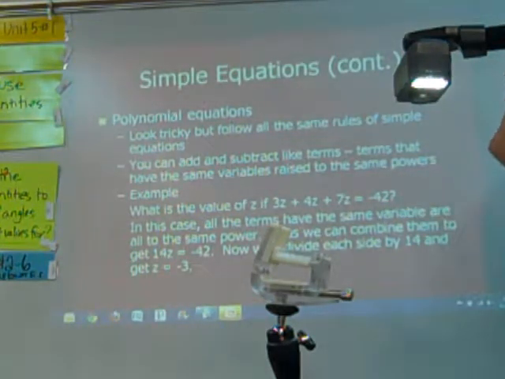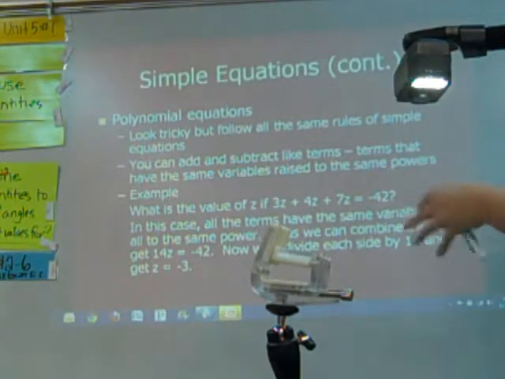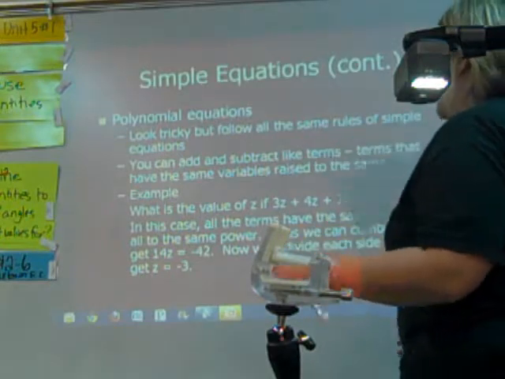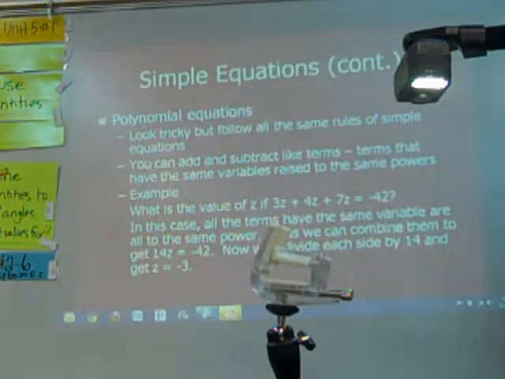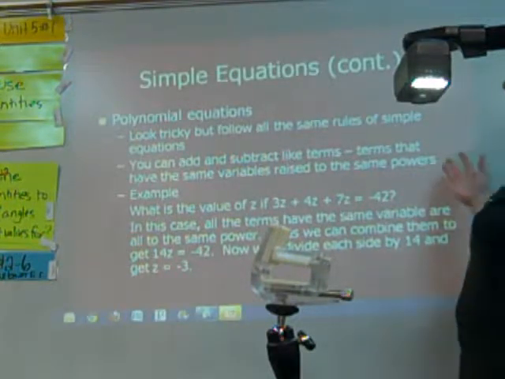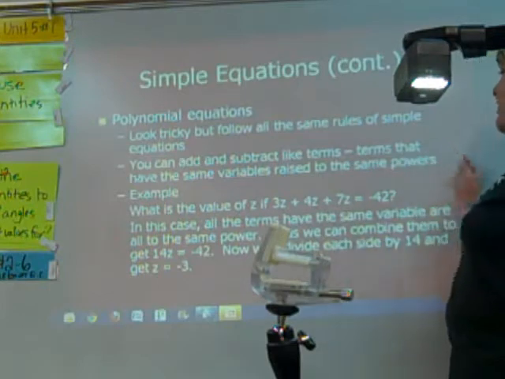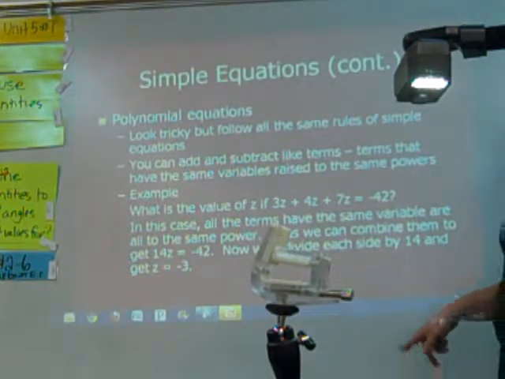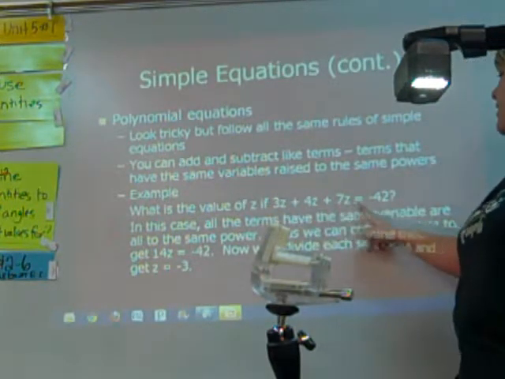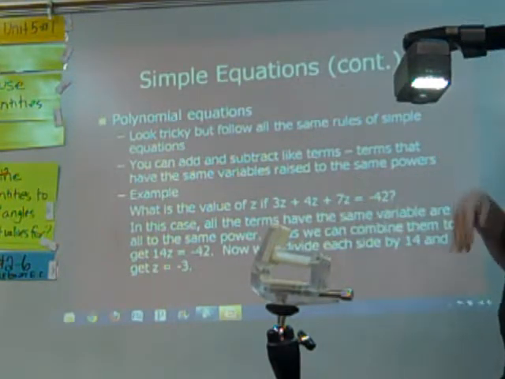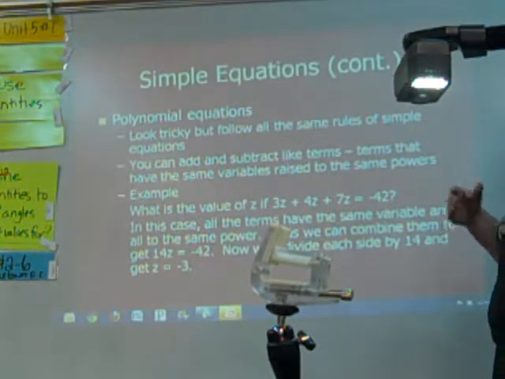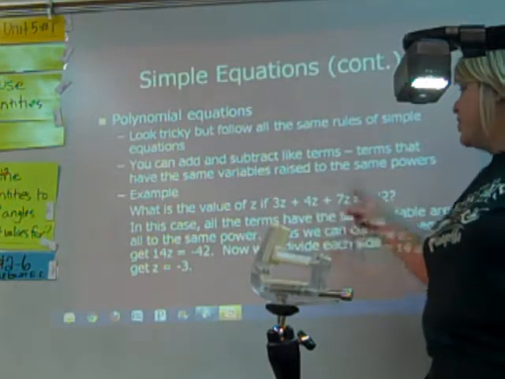Okay, polynomial equations. This is where you've got multiple variables all on one side of the equal sign. They look tricky, but they follow all the same rules of simple equations. Just add or subtract the like terms, or that means terms that have the same variables raised to the same power. So, for example, here we have a polynomial equation.